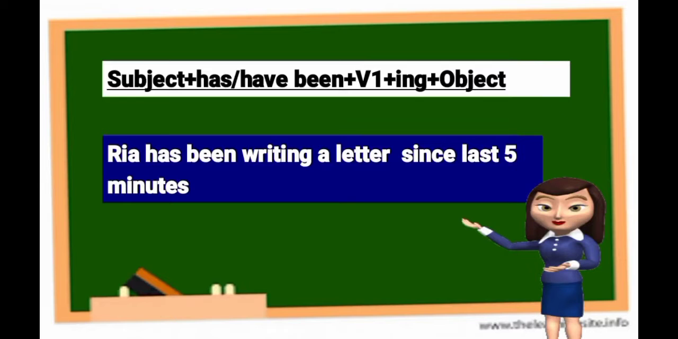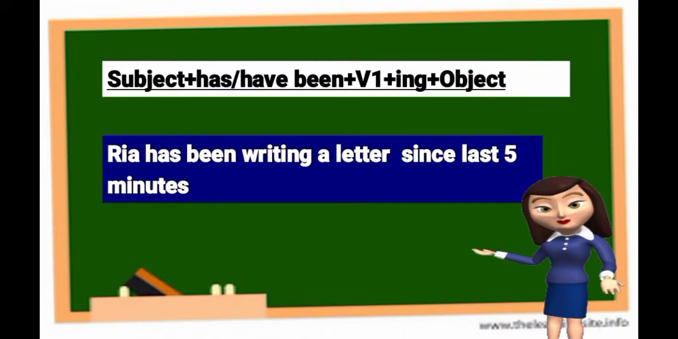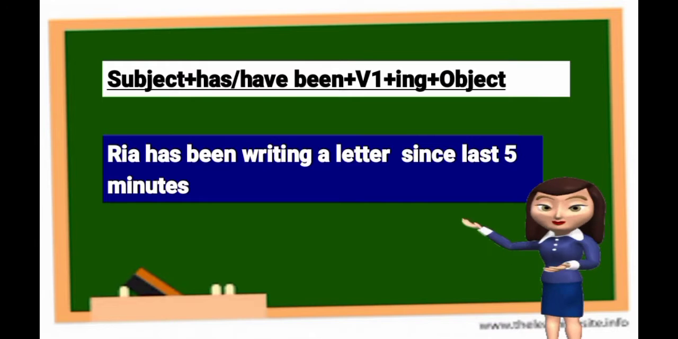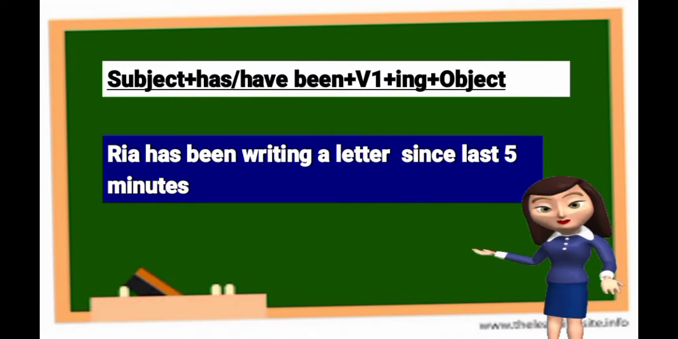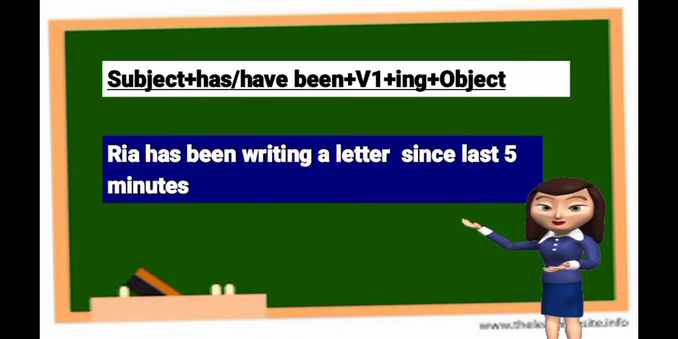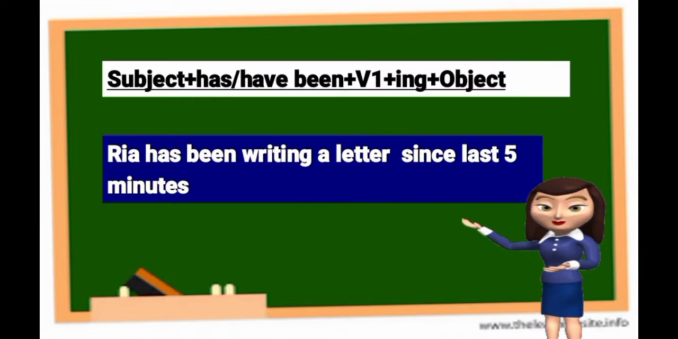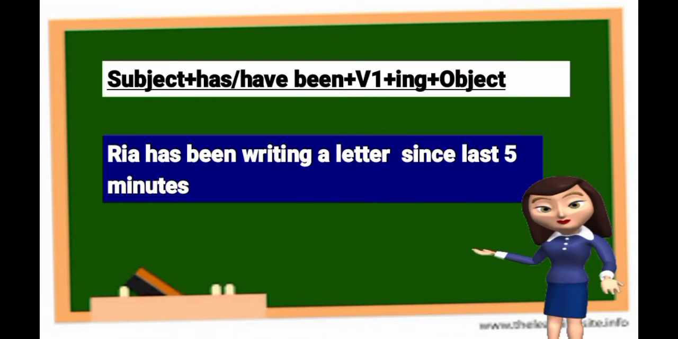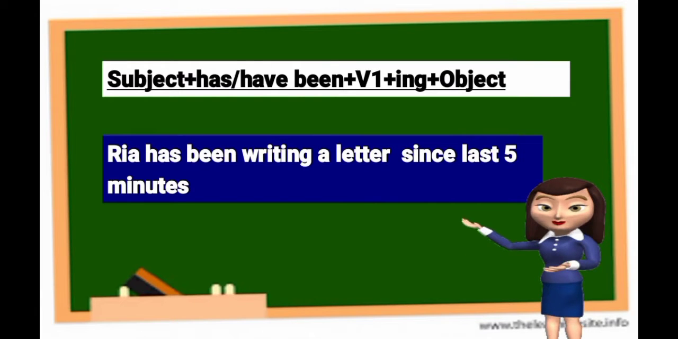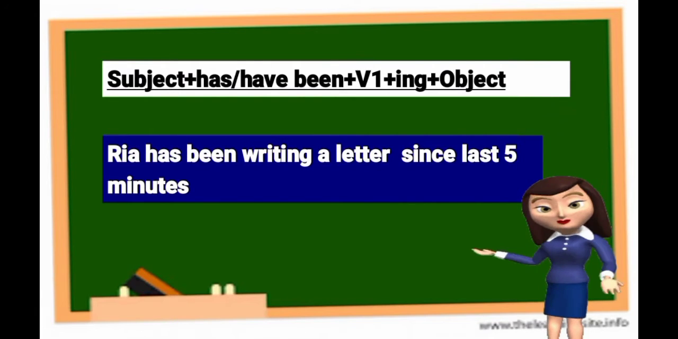And here is the rule of the present perfect progressive tense. So, subject plus has or have been plus verb 1 plus ing plus object. Our subject there is Ria. Our helping verb is has been. And our verb is writing, which is verb plus ing. And our object is letter.